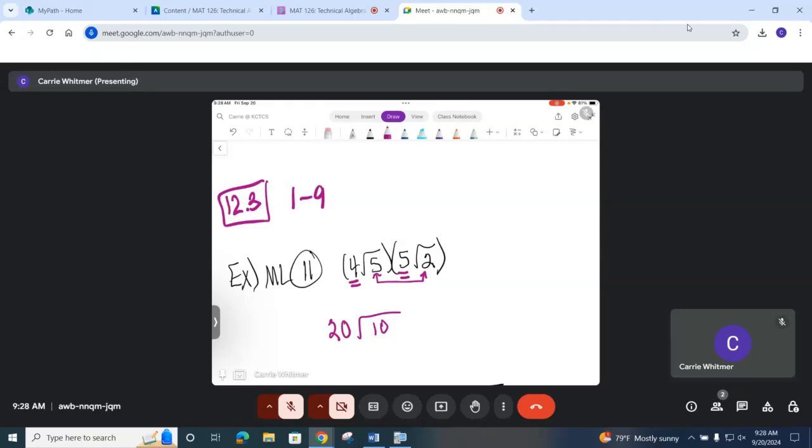And then if I can reduce what's under the radical, I would, but 10 only has factors besides 1 and itself, we have 2 and 5, and neither of those have a square root. So that cannot be reduced anymore. So there's my answer, 20 radical 10.